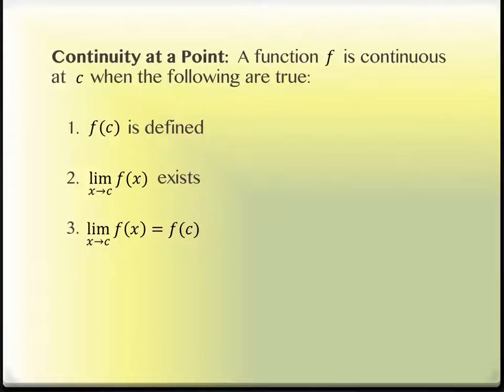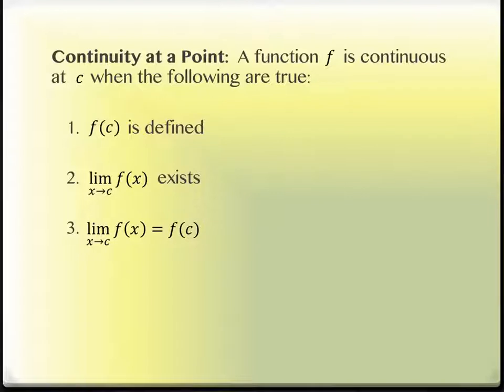A function is continuous at a point C if the following are true, and they have to all three be true. The function itself has to be defined. So what does that mean? Well, it means that you actually have to be able to plug in a number. So if there's a hole in the graph and there's not a closed-in circle somewhere else, then it wouldn't be defined.